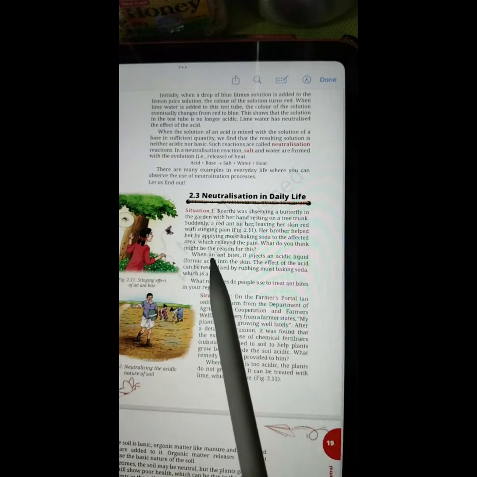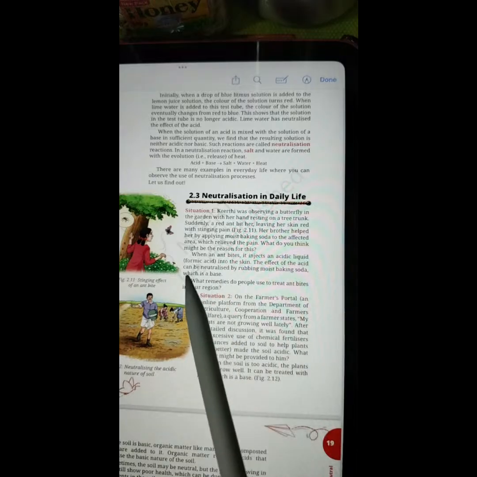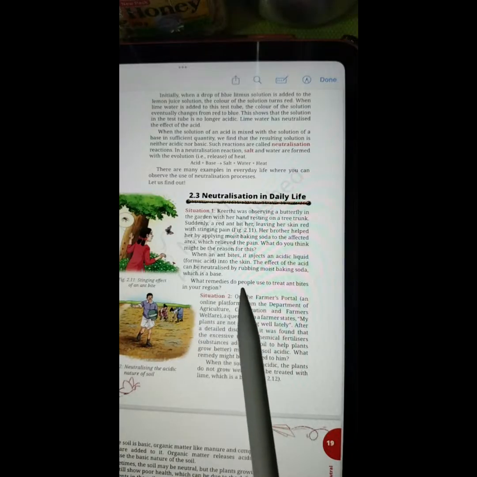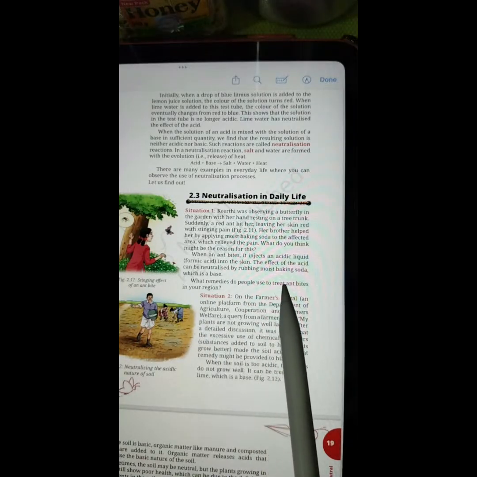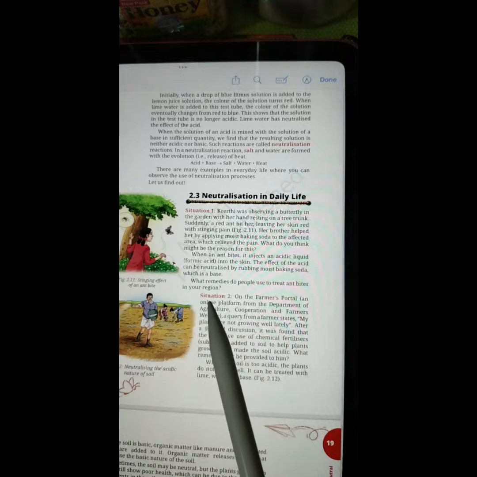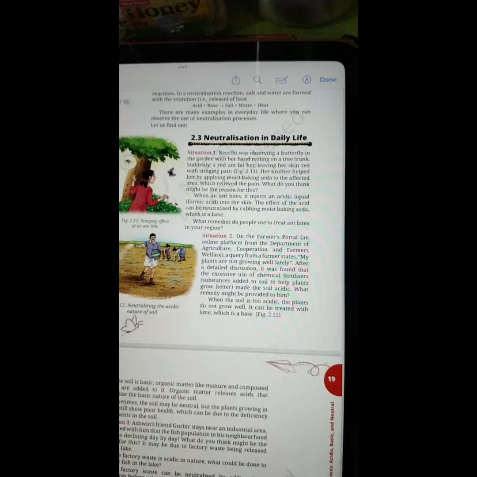What do you think might be the reason for it? When an ant bites, it injects an acidic liquid called formic acid into the skin. The effect of the acid can be neutralized by rubbing with moist baking soda, which is a base. So we are just doing neutralization. What remedies do people use to treat ant bites in your country?